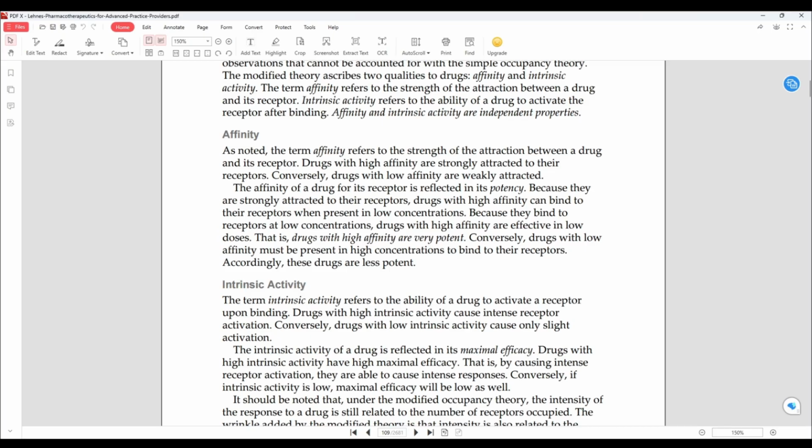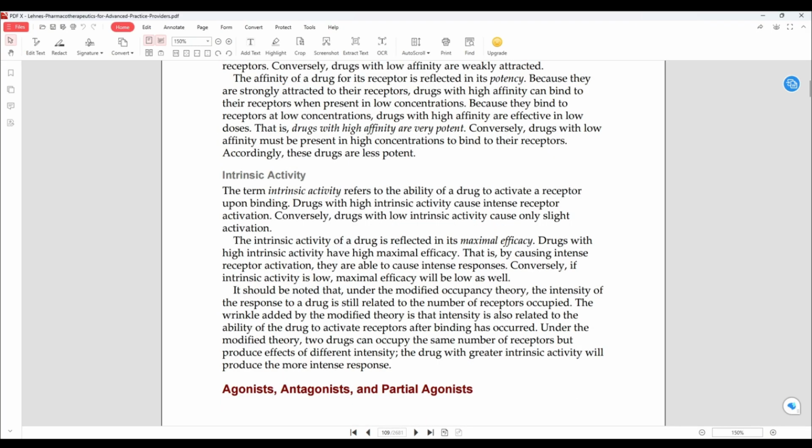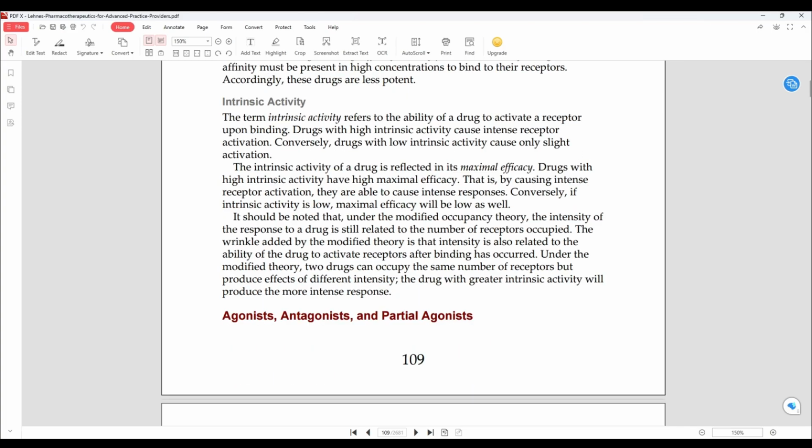Conversely, drugs with low affinity are weakly attracted. The affinity of a drug for its receptor is reflected in its potency. Because they are strongly attracted to the receptor, drugs with high affinity can bind to their receptors when present in low concentrations. Because they bind to their receptors at low concentrations, drugs with high affinity are effective in low doses. That is, drugs with high affinity are very potent. Conversely, drugs with low affinity must be present in high concentrations to bind to their receptors. Accordingly, the drugs are less potent, leading us to the intrinsic activity.